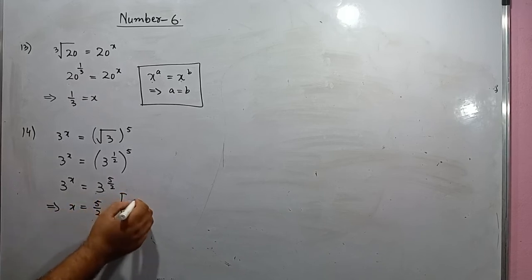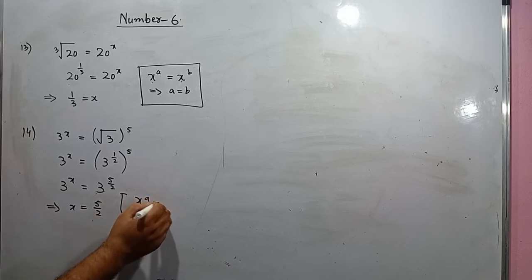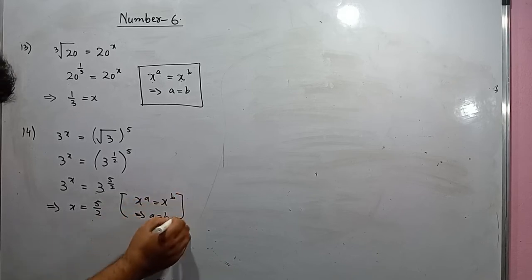Which result am I using? I am using the result x power a is equal to x power b, it implies a equals b.